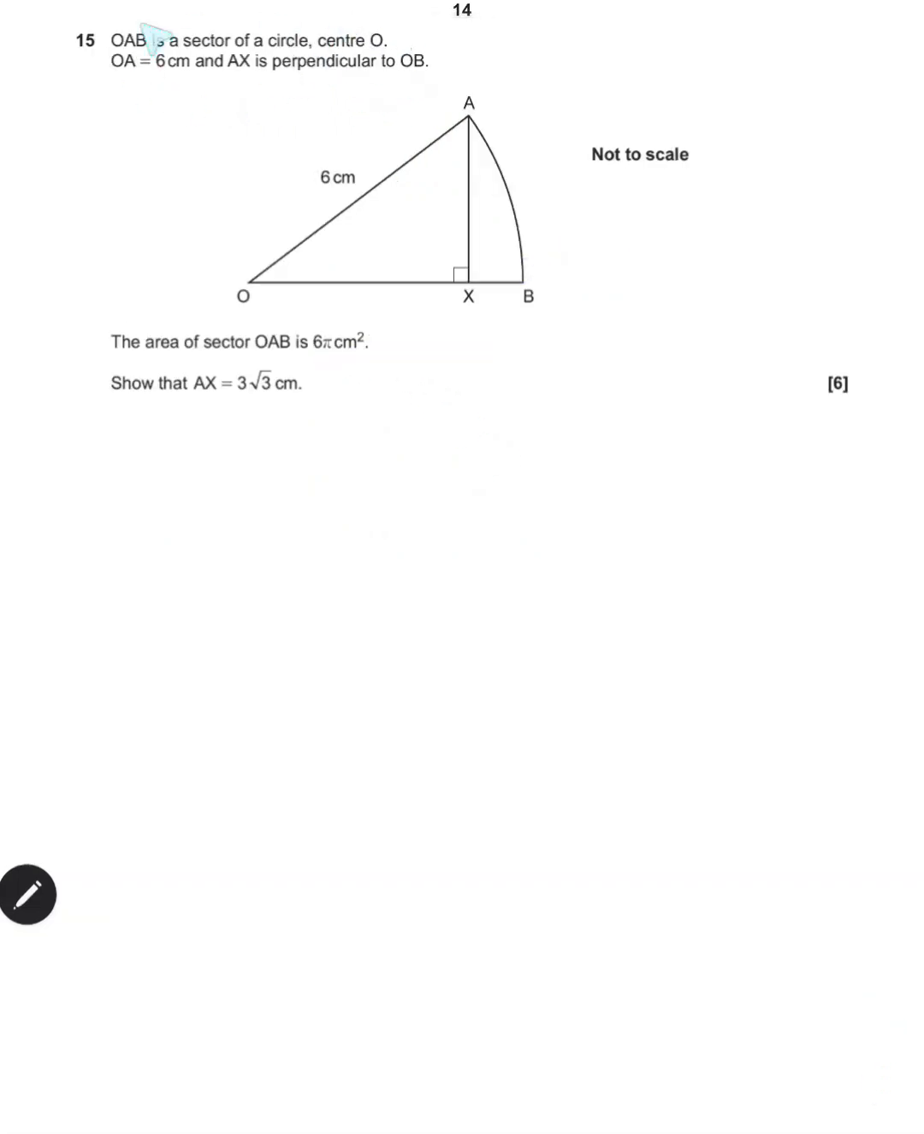Question 15, all this is explaining my diagram. It's a sector of a circle. We've got a radius of that circle, and it says the area is 6 pi. Show that AX, this measurement here, is 3 root 3. Well, I don't think I can do anything on this diagram until I've worked out this angle. That will often be the case. If you're given the area, you probably need to work back to the angle theta.